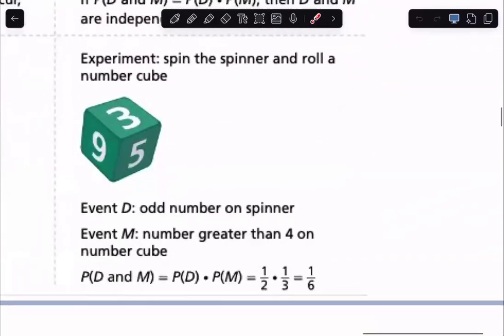An example of an independent event is a spinner and a number cube. You could find the probability of what you want from the spinner and the probability of rolling a die. Since one does not affect the other, these are independent events. Here's an example it gives you: what's the probability of getting an odd number on the spinner and a number greater than 4 on a number cube? Then you just multiply the probabilities of both of those.